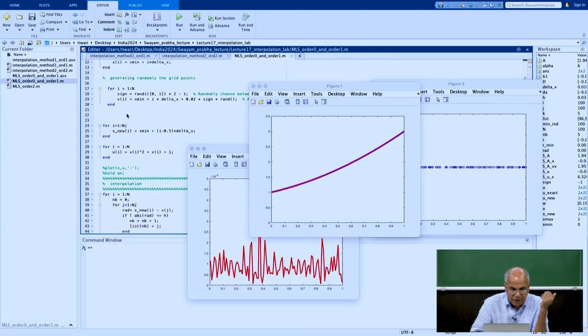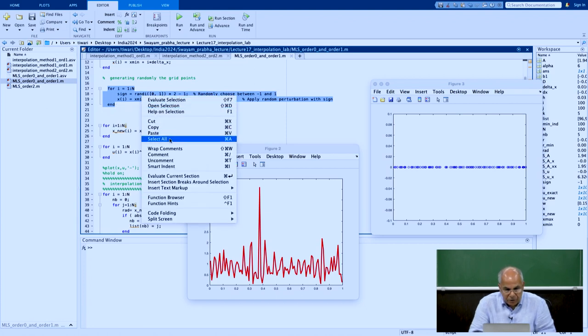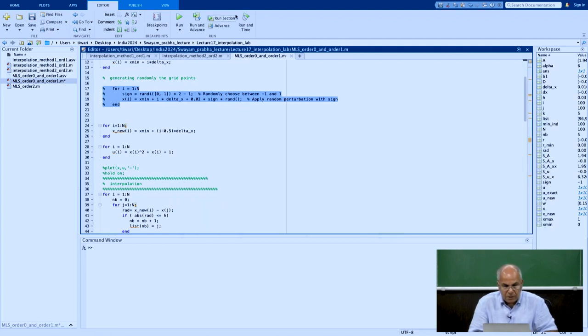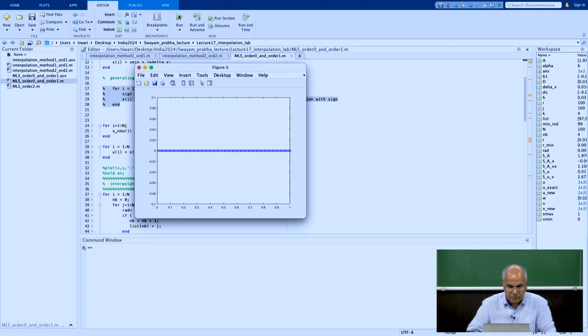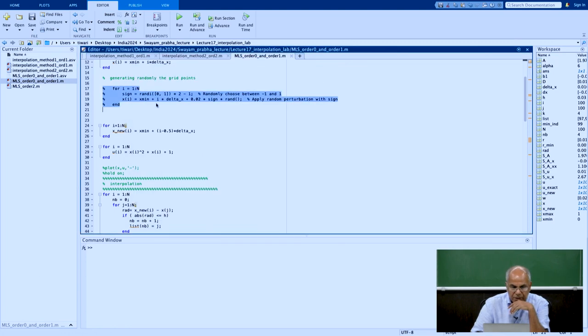So if I comment this out, remember our error for the irregular grid is 4.5 times 10 to the power minus 4. If I have my regular grid, I will of course get much smaller. So this is the regular grid. My error is 9 times 10 to the power minus 5, which is almost half. Yeah. And now let us do it with fewer points with the irregular grid.